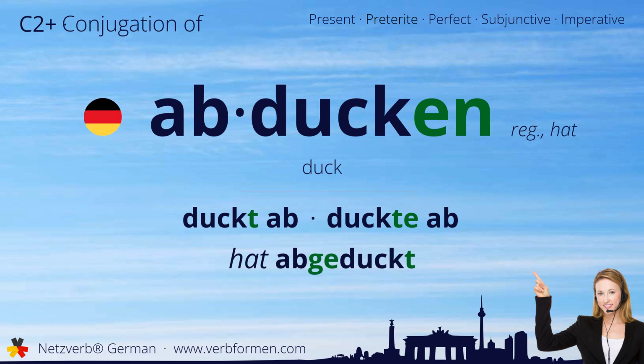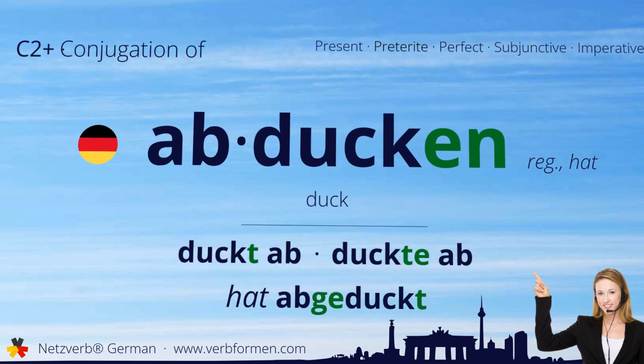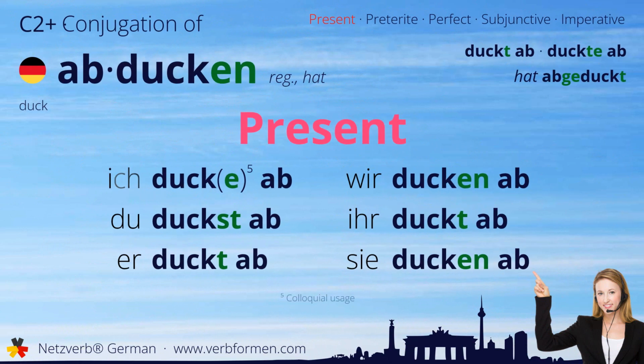Now let's move on to the tenses. First, we'll take a look at the present tense. Ich ducke ab. Du duckst ab. Er duckt ab. Wir ducken ab. Ihr duckt ab. Sie ducken ab.